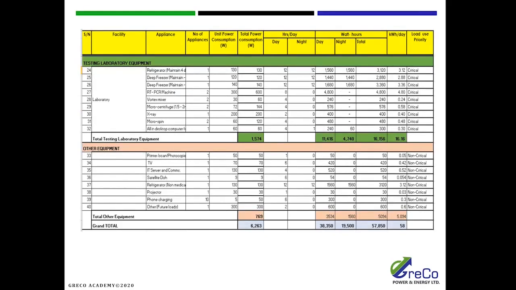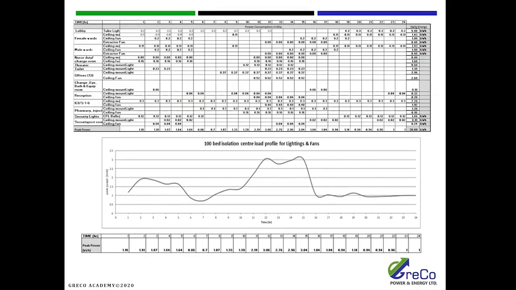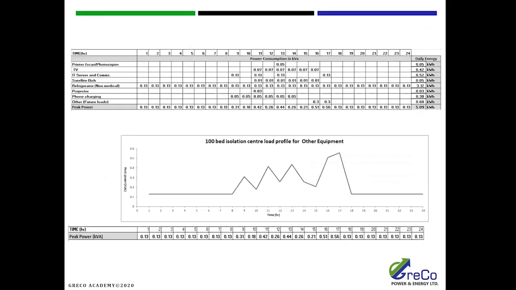Next is an example of the energy profile from the table that has been gotten from the load analysis. So load profile, we get load profile from the load analysis that was done initially. And these load profiles were separated into different facility use. For example, this is a load profile for the laboratory equipment use only. This also is the next load profile for the 100-bed isolation center for lighting and fans only. And the last one is the load profile for other equipment.